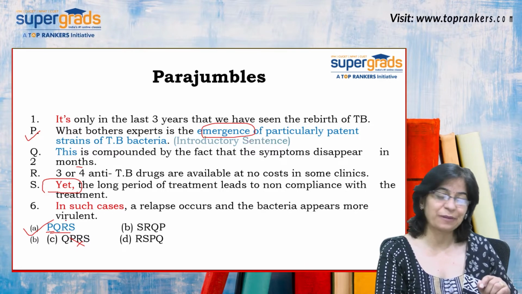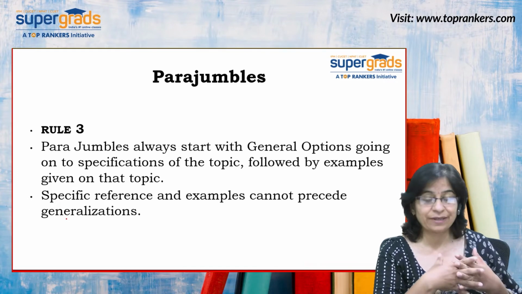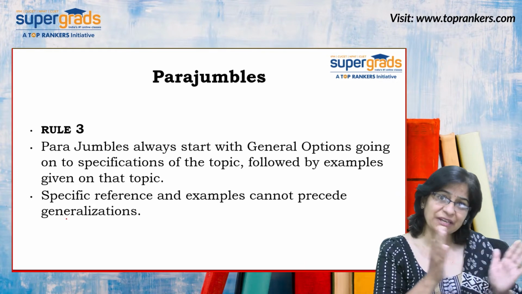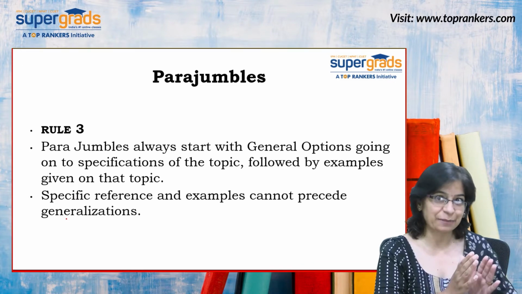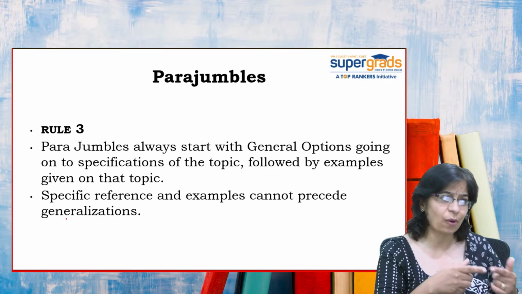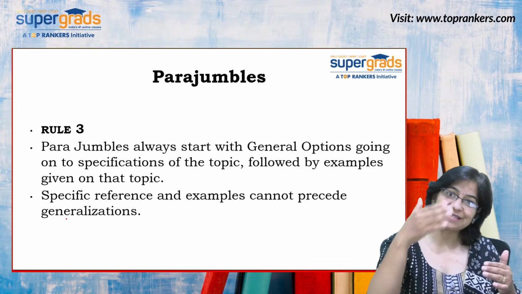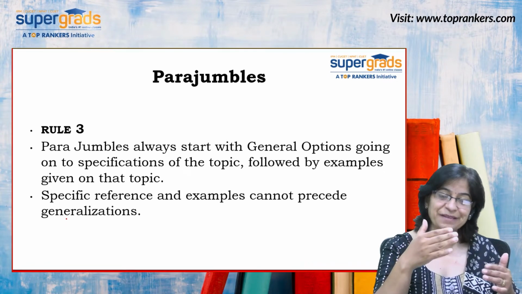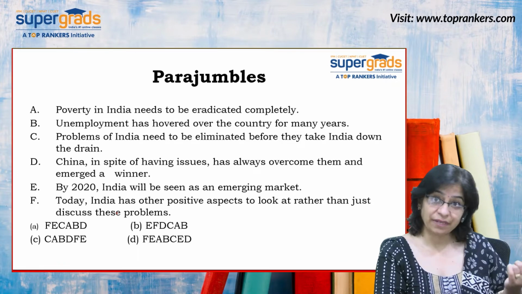Let's look at rule number 3. Now, a para-jumble, like I already said, should begin with a generalized statement and should narrow down to a specific statement. That is how it will always work. Specific references or examples cannot precede generalized statements. Let's look at this with the help of an example. You can pause your screen and have a look.